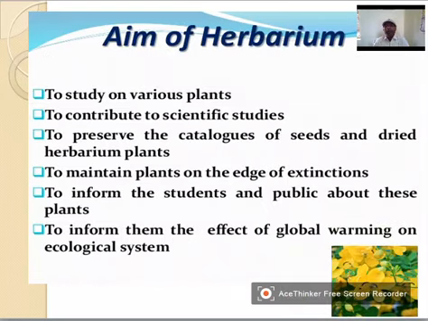Now, the aims of herbarium: to study various plants, to contribute to scientific studies, to preserve the catalogs of seeds and dried herbarium plants, to maintain plants on the edge of extinction, to inform the students and public about these plants, and to inform them about the effect of global warming on the ecological system. These are the aims of herbarium.